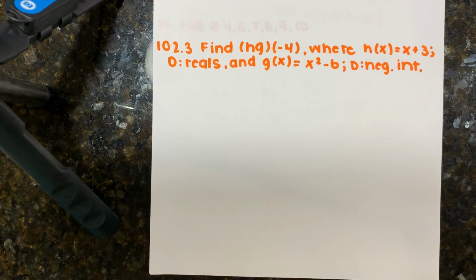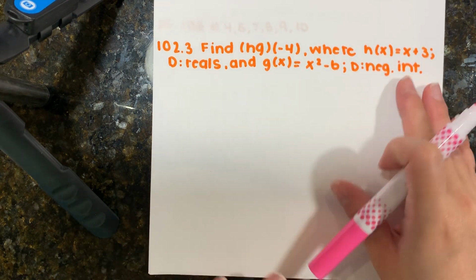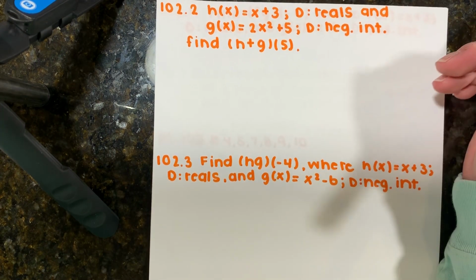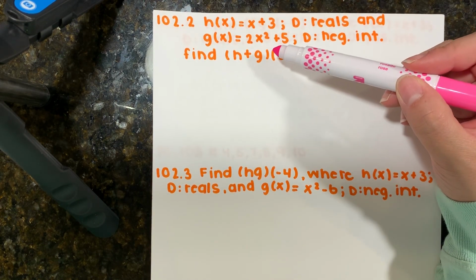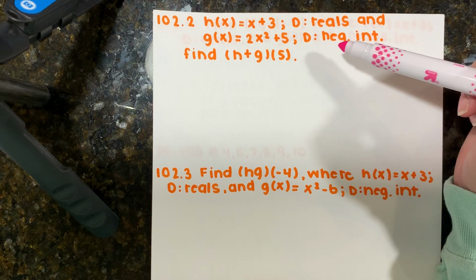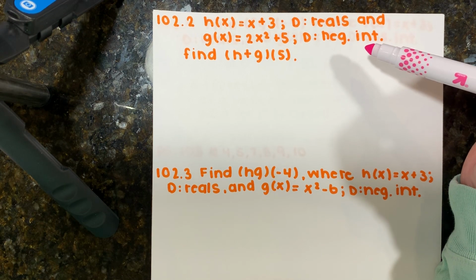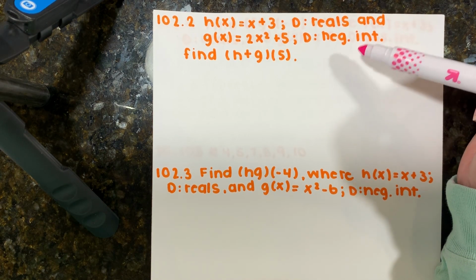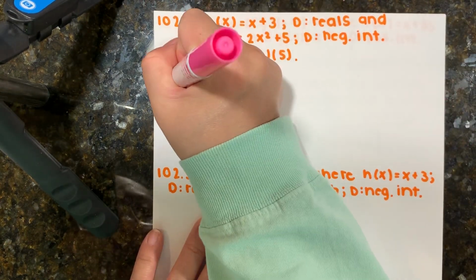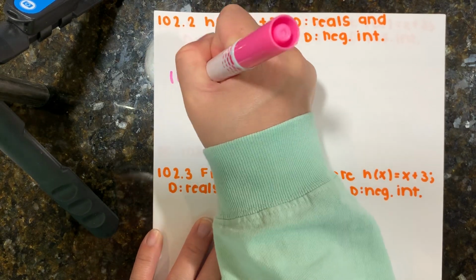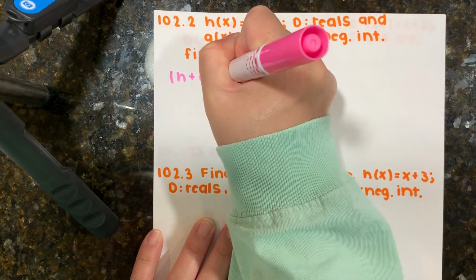So moving on, we're going to look at 102.2. This one says h of x is equal to x plus 3. The domain is reals. G of x is 2x squared plus 5 and the domain is negative integers, which means that the only integer you can plug in is a negative integer, so a negative whole number. So they're asking us to do h plus g of 5.